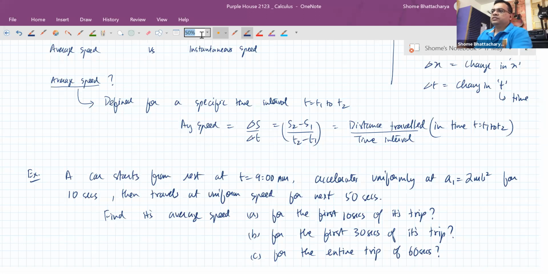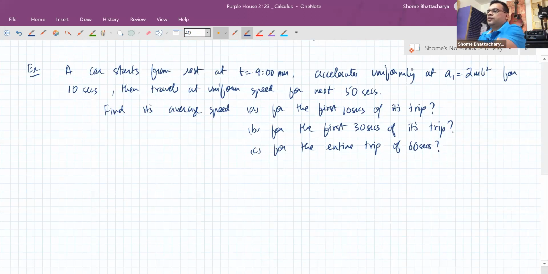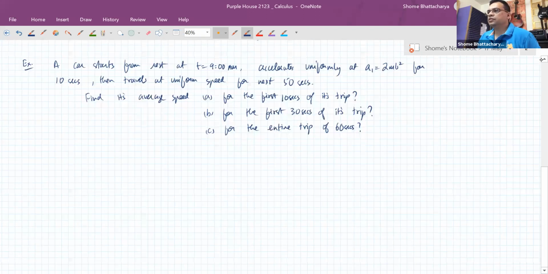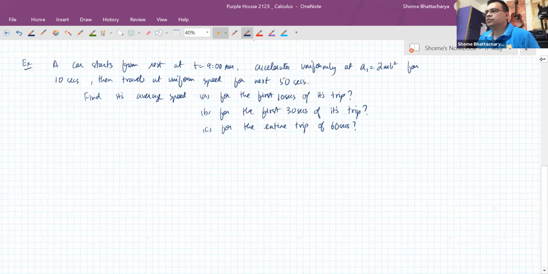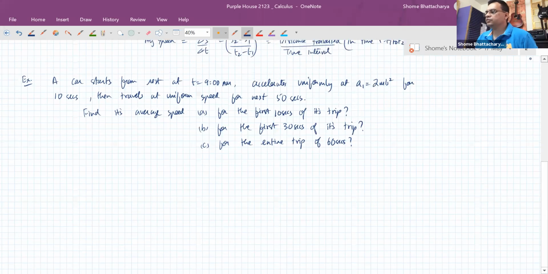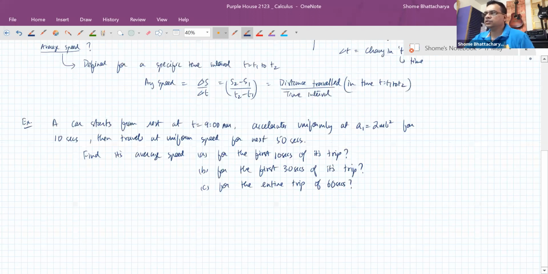So just try out this question. I'll give you a couple of minutes to try this out. You can also note down the definition of average speed above and then apply that definition over here.